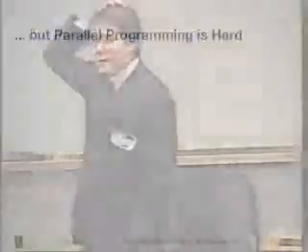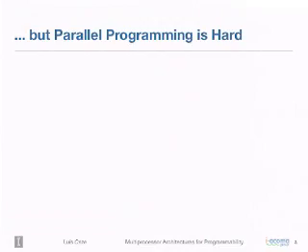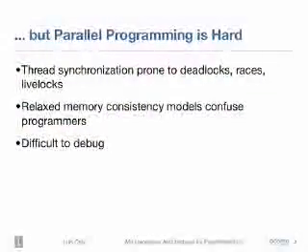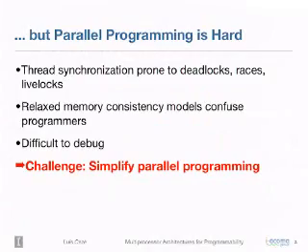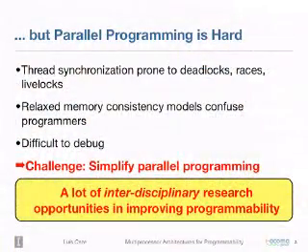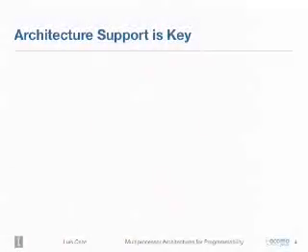Thread synchronization is especially challenging. It's prone to deadlocks, races, and live locks. Relaxed memory consistency models often confuse the programmers, as we were just talking about a few minutes ago. And parallel programs are notoriously hard to debug because bugs are typically non-deterministic and very hard to reproduce. So a great challenge right now is to simplify parallel programming. And the nice thing is that with this challenge comes a lot of interdisciplinary research opportunities in improving programmability. And of course, since I'm in architecture, I believe that in this process, architecture support is key in improving programmability.